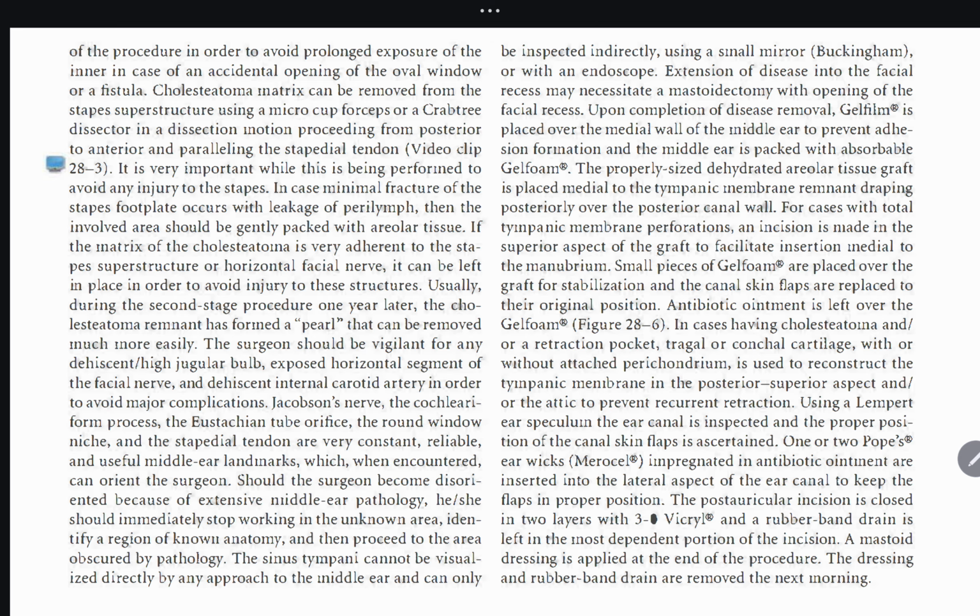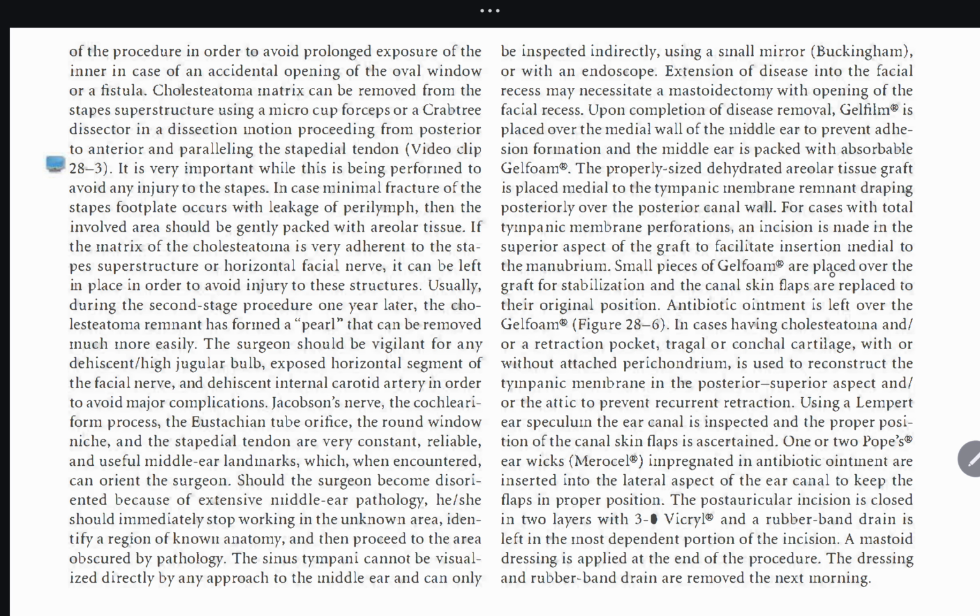Upon completion of disease removal, gel film is placed over the medial wall of the middle ear to prevent adhesion formation, and the middle ear is packed with absorbable gelfoam. The properly sized dehydrated areolar tissue graft is placed medial to the tympanic membrane remnant, draping posteriorly over the posterior canal wall. For cases with total tympanic membrane perforations, an incision is made in the superior aspect of the graft to facilitate insertion medial to the manubrium.